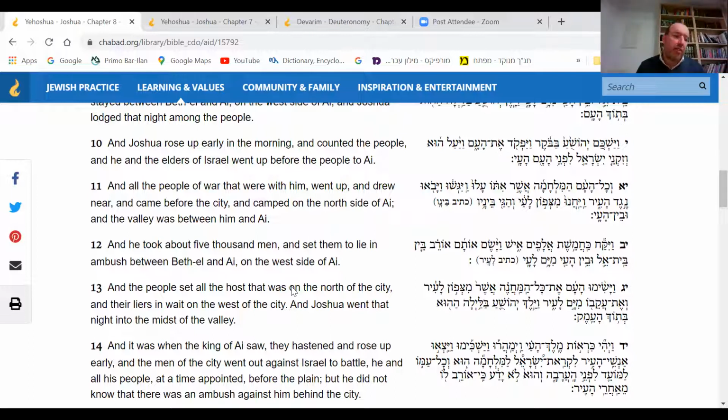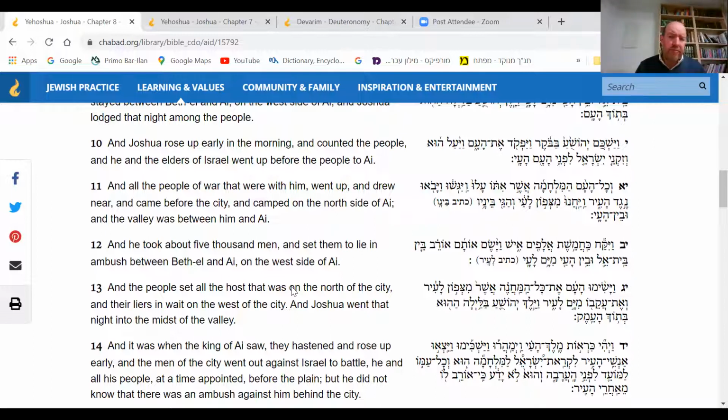Another commentator, Malbim, a later commentator, suggested that the second ambush was not really a hidden ambush, but was meant to be seen and is a deceptive ambush. All these possible explanations I find a little difficult, because I really don't understand why there's a necessity for two ambushes.